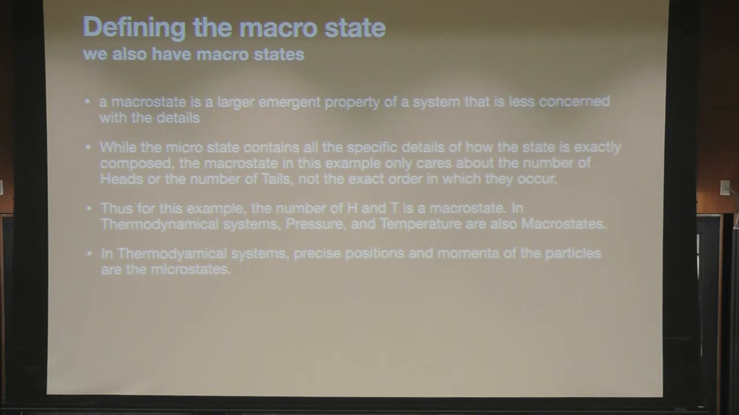So while the microstate contains all the specific details of how the state is exactly composed, the macrostate in this example only cares about the number of heads or the number of tails, not the exact order in which they occur. Thus, for example, the number of heads and tails is a macrostate. In thermodynamic systems, pressure and temperature are also macrostates.